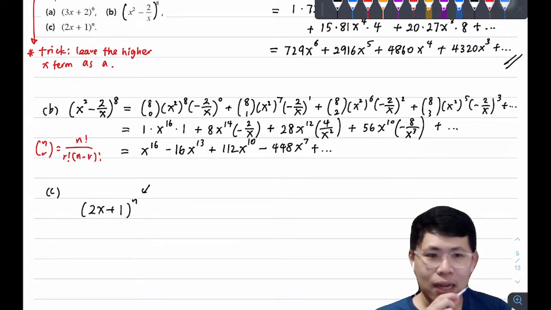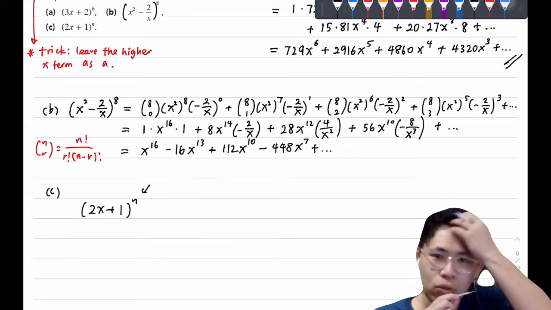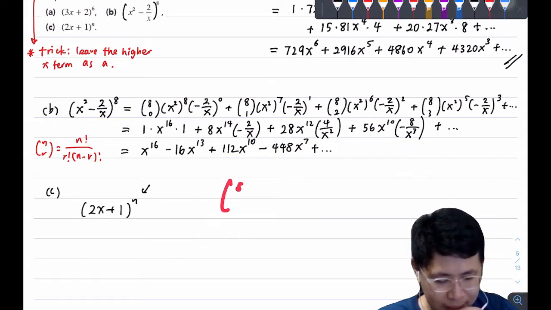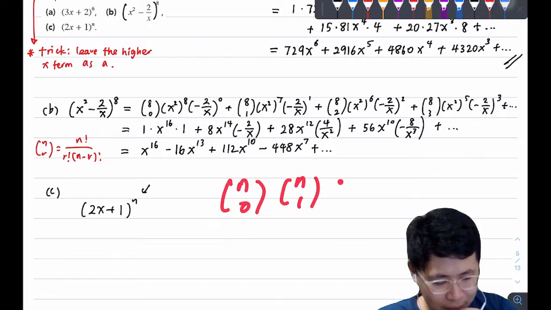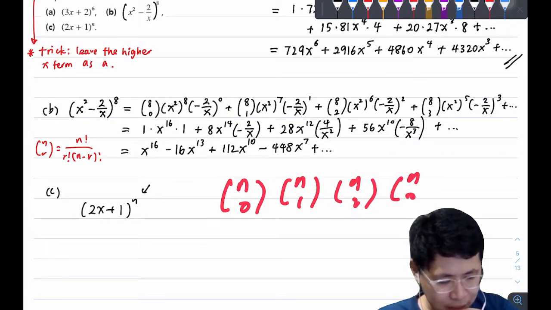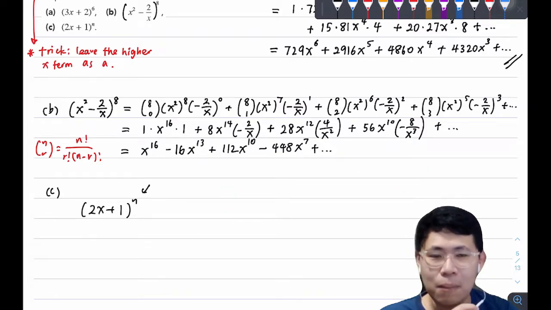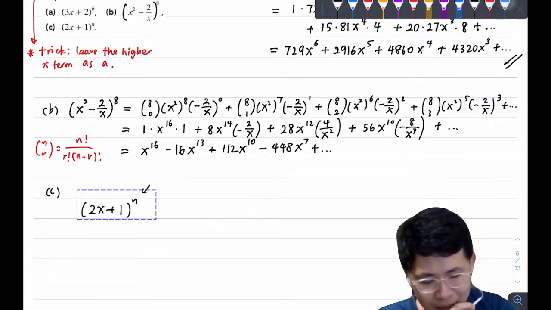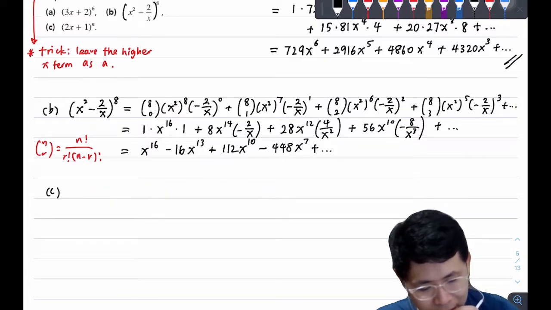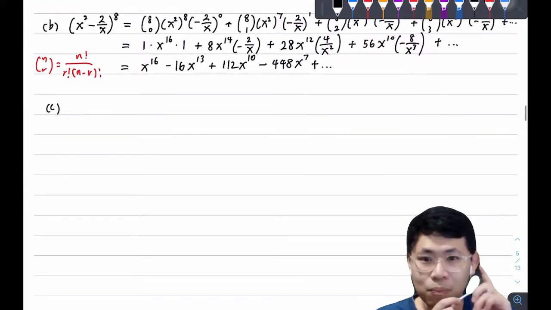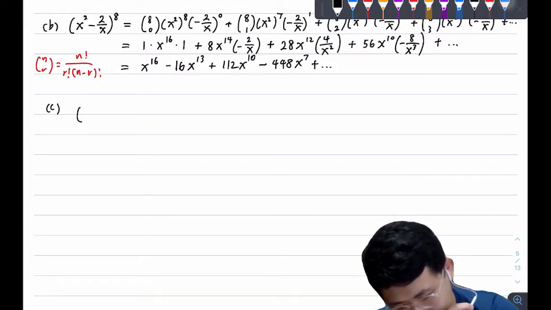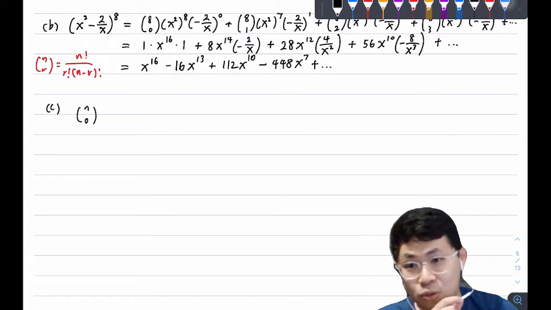But when it comes to O levels, it will be good to remember some of these n choose values. We need to know what is n choose 0, n choose 1, n choose 2, n choose 3. If you cannot remember, then you derive on the spot. But it will be good to know these standard results so that it will be faster in the proper exams. So before we start to expand, let us derive n choose 0, 1, 2, 3.